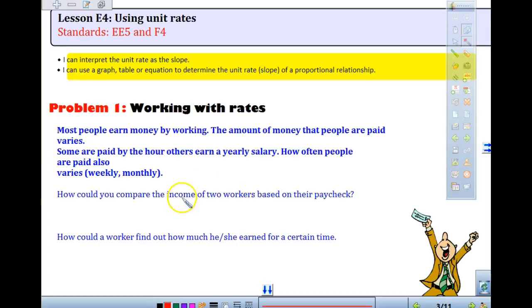How much they get paid? In a week or in a month, right? We can compare it that way. So how can we find out how much a worker earns over time? What do we have to do?